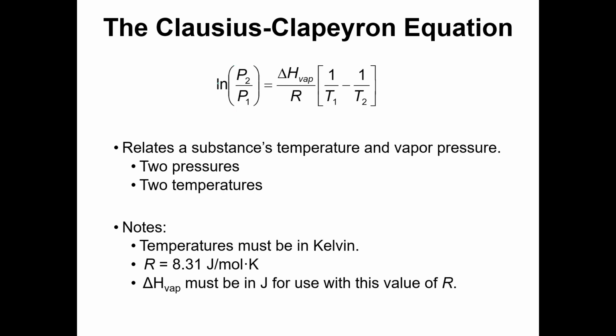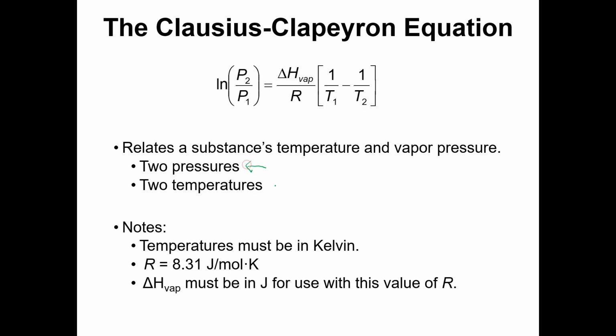The Clausius-Clapeyron equation tells us that if we take the natural log of the new pressure over the old pressure, that's equal to delta H of vaporization, the enthalpy of vaporization, or sometimes we refer to this as the heat of vaporization, over R, which is our gas constant, times 1 over the original temperature minus 1 over the new temperature. So you need two different pressures and you need two different temperatures to do the Clausius-Clapeyron equation.